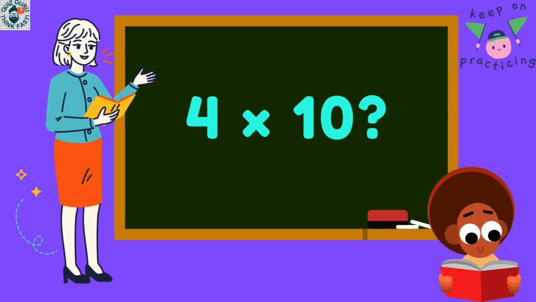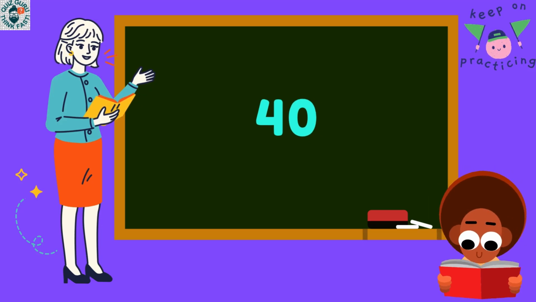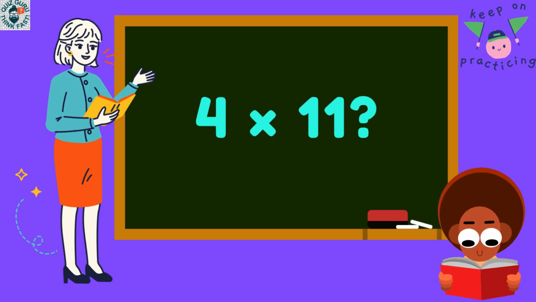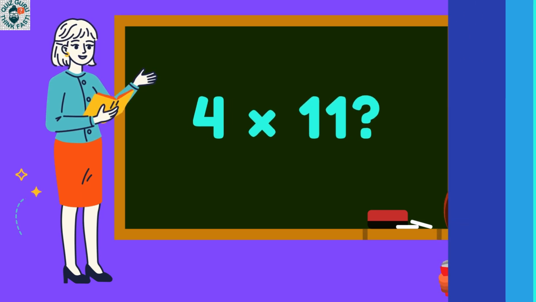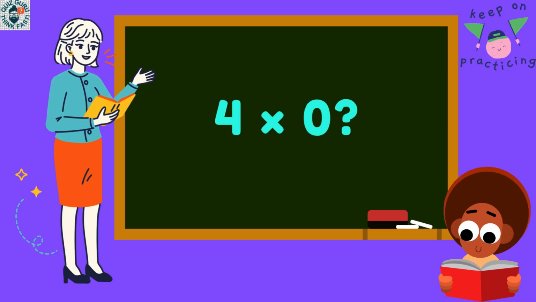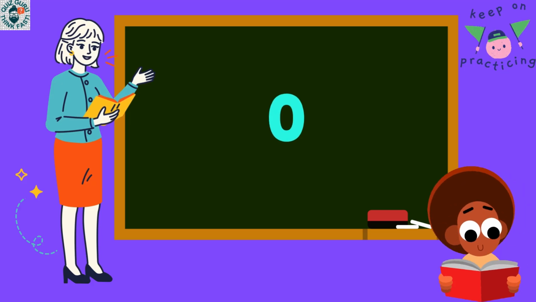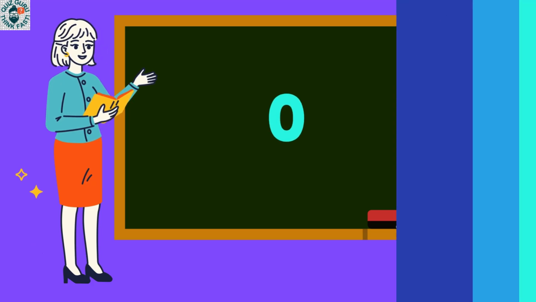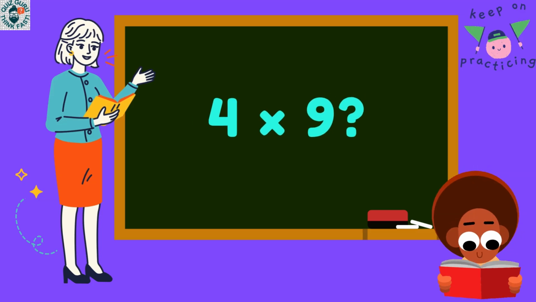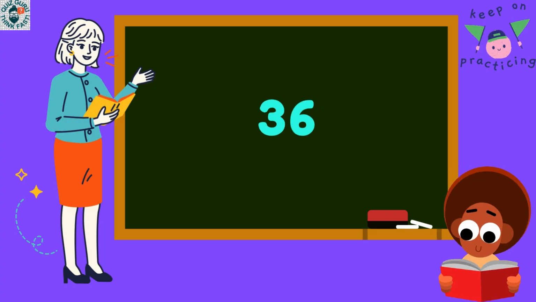What is 4 times 10? It's 40. What is 4 times 11? It's 44. What is 4 times 0? It's 0. What is 4 times 9? It's 36.